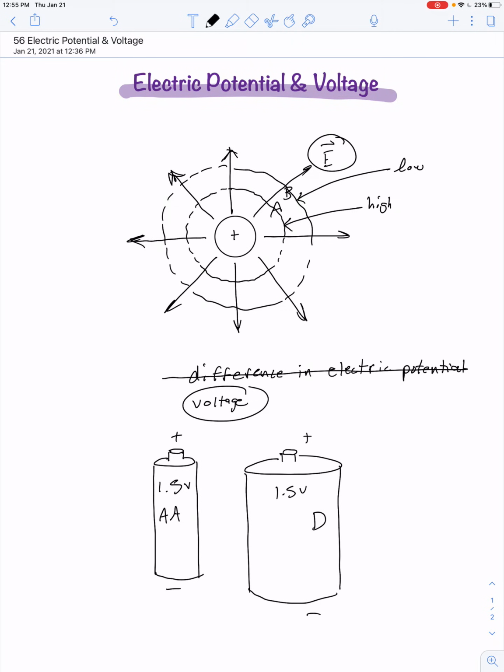Voltage is difference in electric potential. If I connect a wire here, wherever I touch this wire, I create a region of high electric potential. Wherever this wire touches, creates a region of low electric potential. Okay.